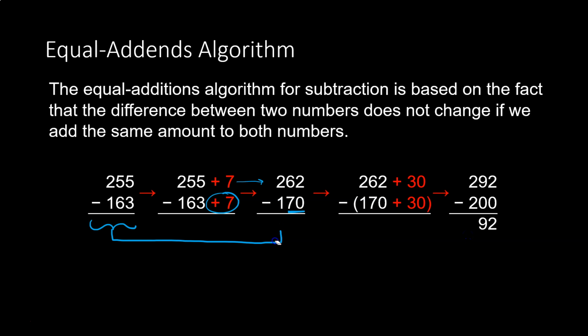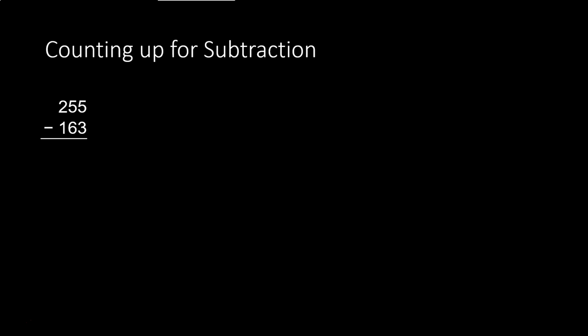And if you're not convinced of that, try doing each problem individually. 255 minus 163, 262 minus 170, 292 minus 200, they're all equal to 92, but only this last one requires no regrouping. So it's a nice trick that will help you do subtraction without ever having to borrow, or what we are calling regroup. One last model for subtraction is the counting up model.